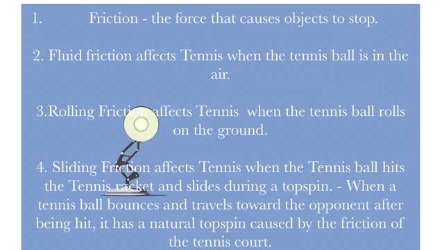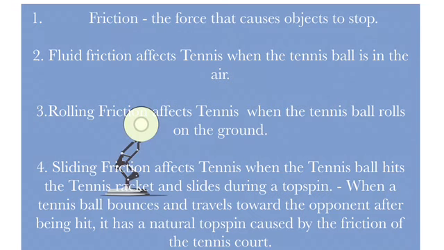Finally, friction can affect every aspect of tennis. Friction is the force that causes an object to stop. Fluid friction affects tennis when the tennis ball is in the air. Rolling friction affects tennis when the tennis ball rolls on the ground. Sliding friction affects tennis when the tennis ball hits the tennis racket and slides during a topspin.